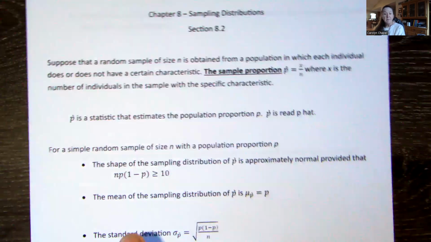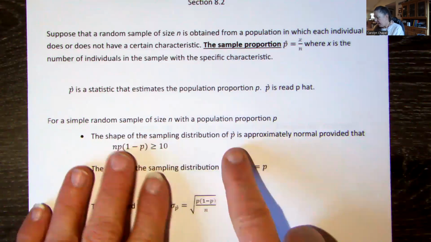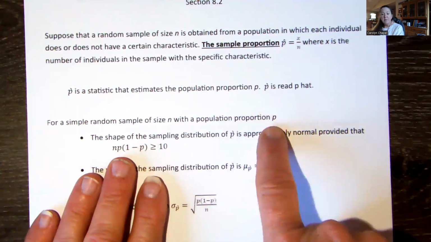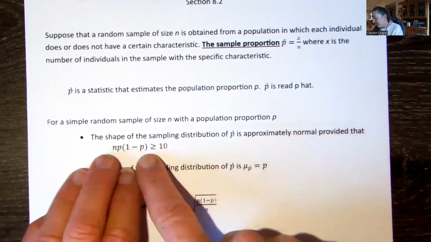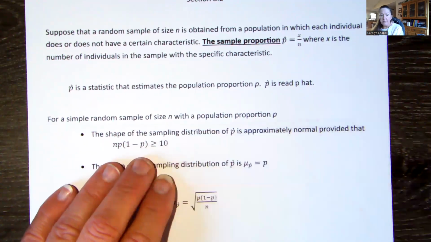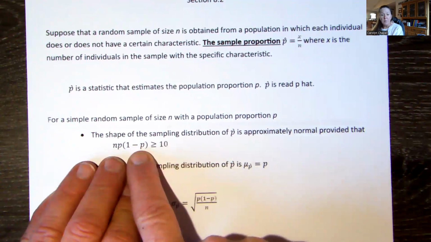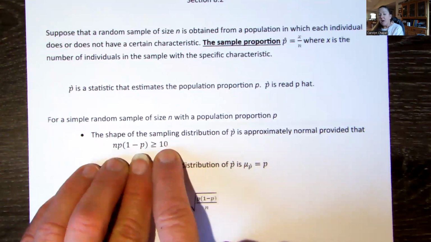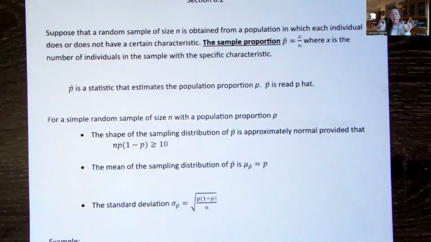For this simple random sample, we've seen some of these before, with size n and a population proportion p, so we already know the p. The sample proportion p hat is going to be approximately normal, provided that n times p times 1 minus p is bigger than or equal to 10. We saw that in our binomial, when we started talking about how things could be unusual if we were beyond 2 standard deviations in either direction, because of the empirical rule. But we're going to be using the normal curve to do some of the binomial stuff.